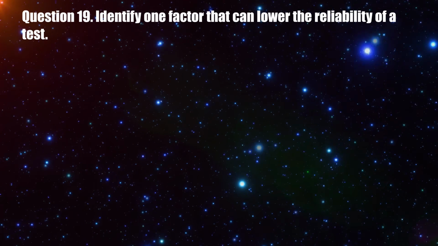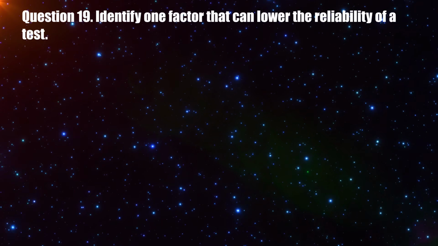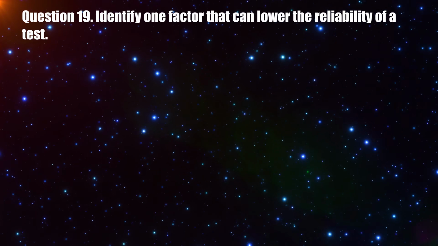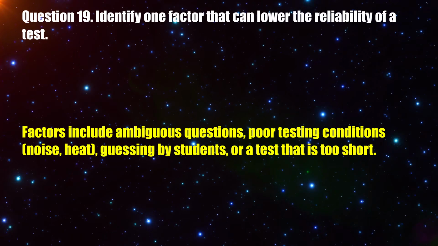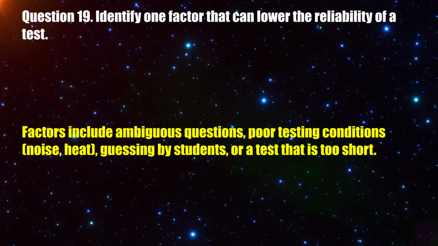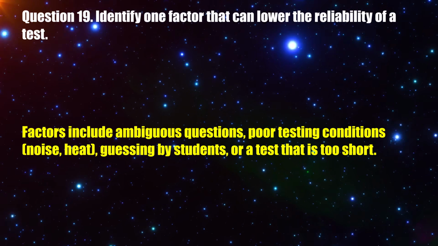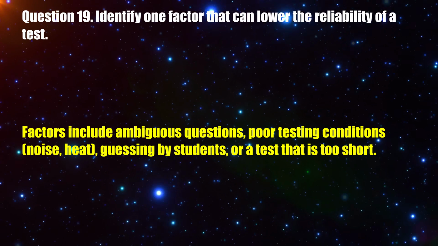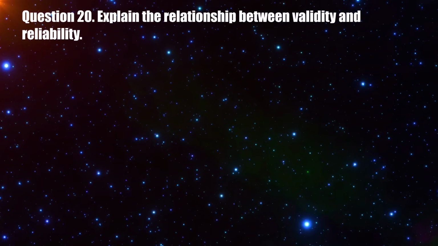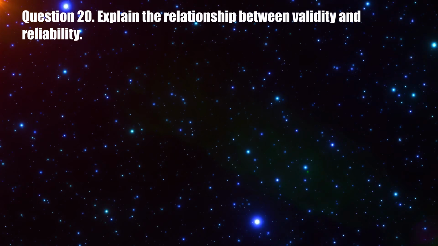Question 19. Identify one factor that can lower the reliability of test. The answer is, factors include ambiguous questions, poor testing conditions, noise, heat, guessing by students, or a test that is too short.